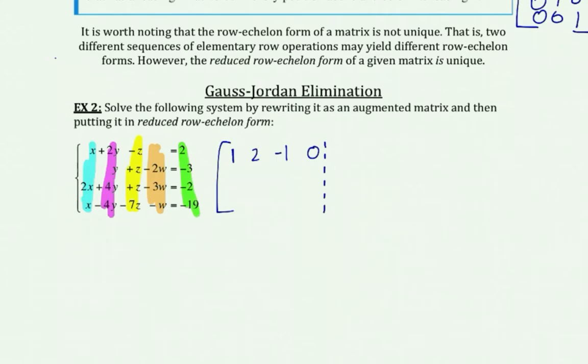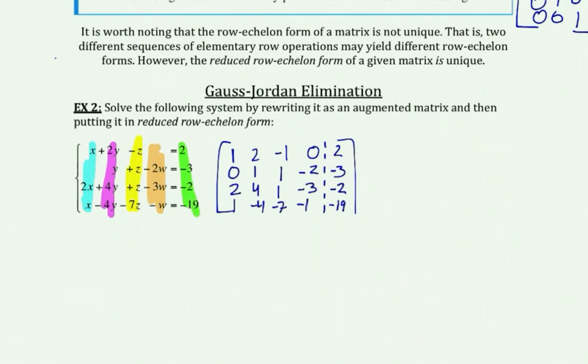For the second row, sorry, still waiting for the screen to catch up. There we go. Second row, our x has a coefficient of 0, our y has a coefficient of 1, our z has a coefficient of 1, our w has a coefficient of negative 2, and our constant is negative 3. For the third row, we have coefficients of 2, 4, 1, negative 3, and a constant of negative 2. And for our final row, we have 1, negative 4, negative 7, negative 1, and finally negative 19. Yikes, that's a lot.